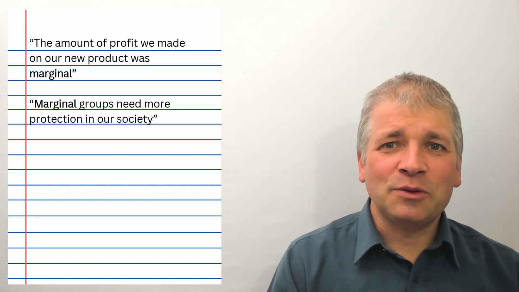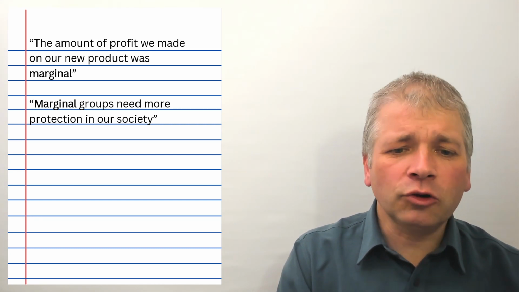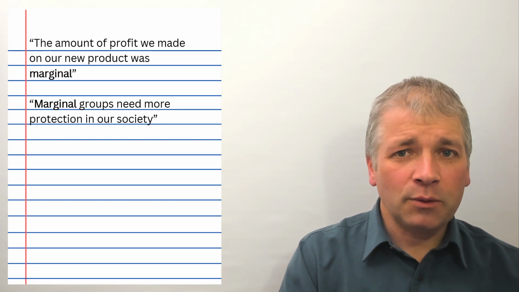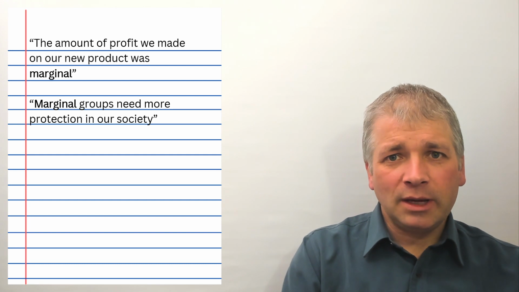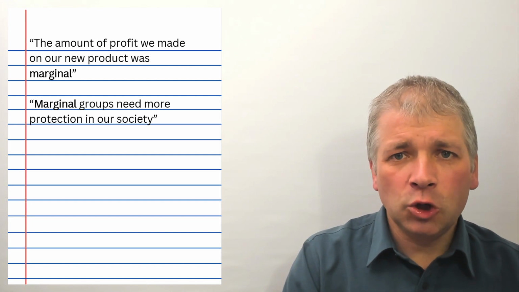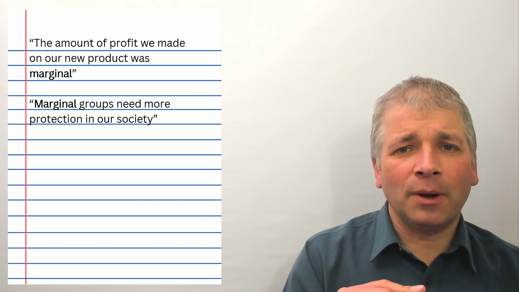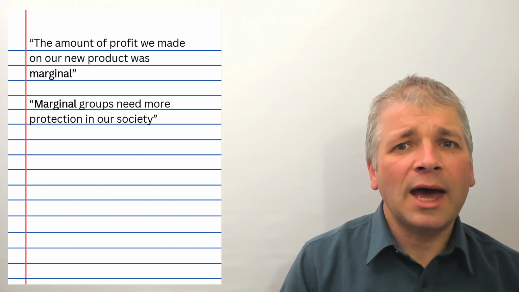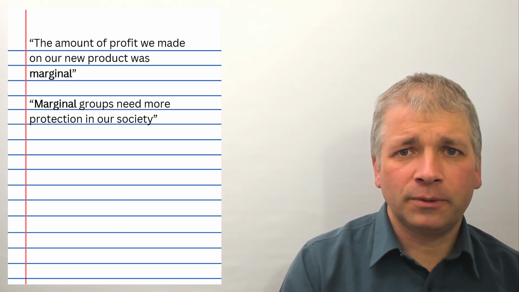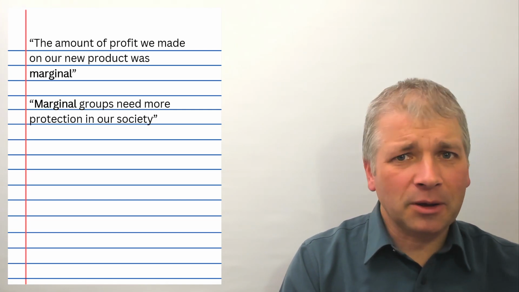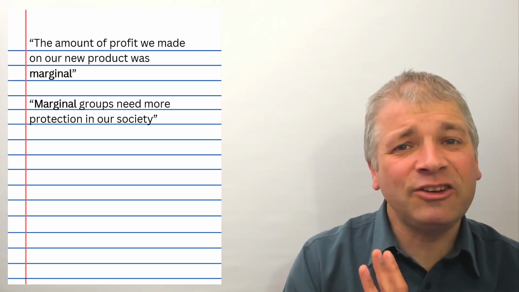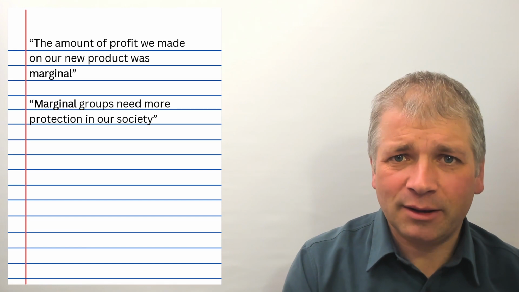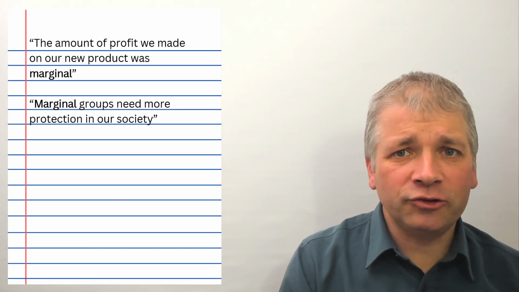The second use is slightly different. Marginal groups need more protection in our society. So in your country, is there a group of people who are only small in number compared to the rest of the population? They could be called a marginal group. They are small in number compared to everyone else. They're kind of on the edge of things. They are not so included in society as other groups. They are marginal.